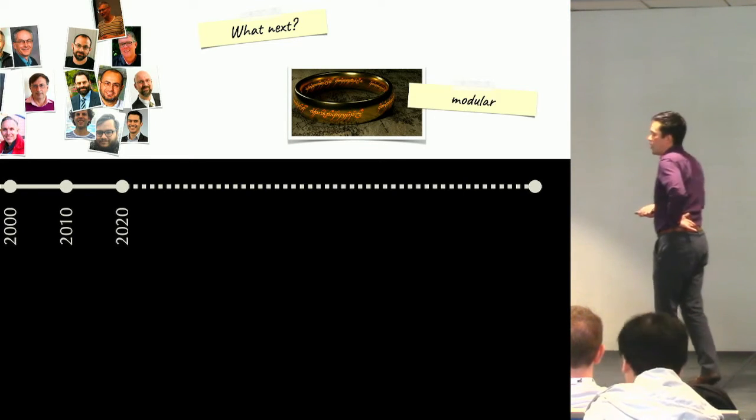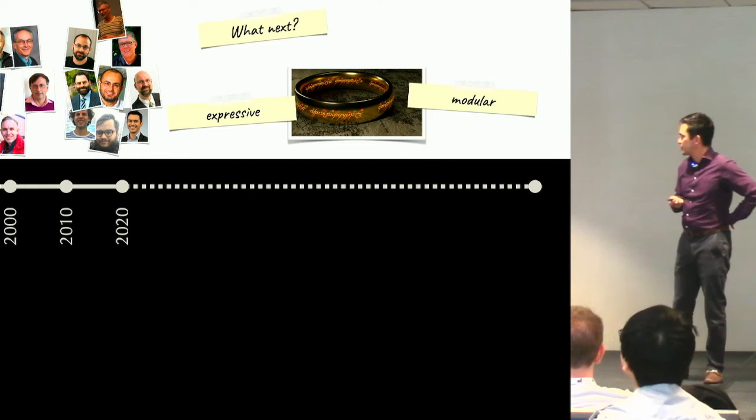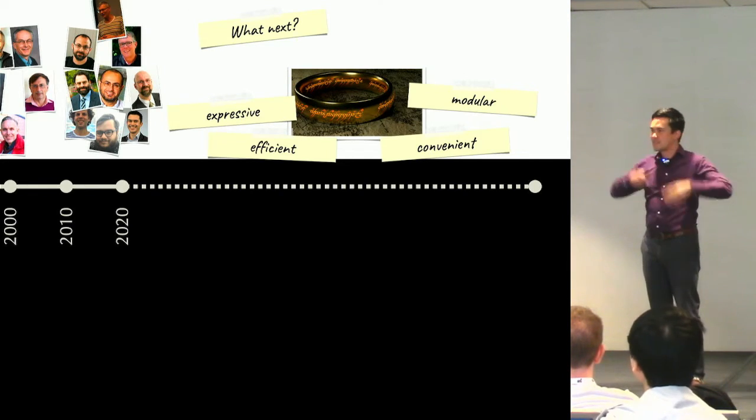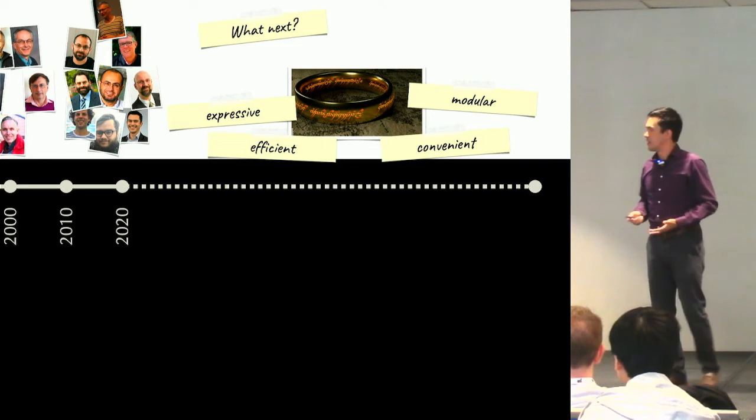I don't really know. We want this thing to be modular. We want it to be expressive. We want it to be convenient, and we want it to be efficient. All sorts of different design decisions. And this is giving rise to the various libraries that we're seeing today.